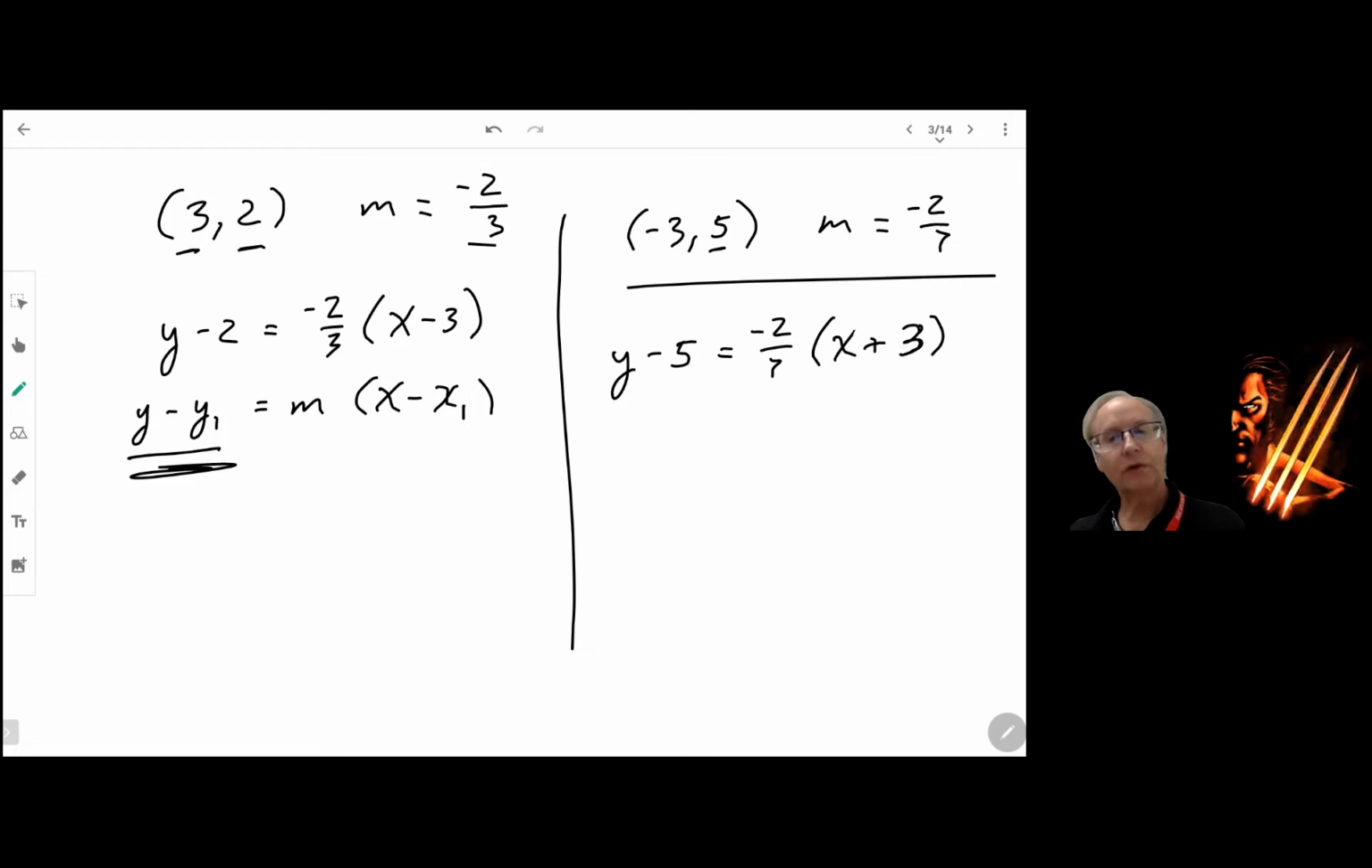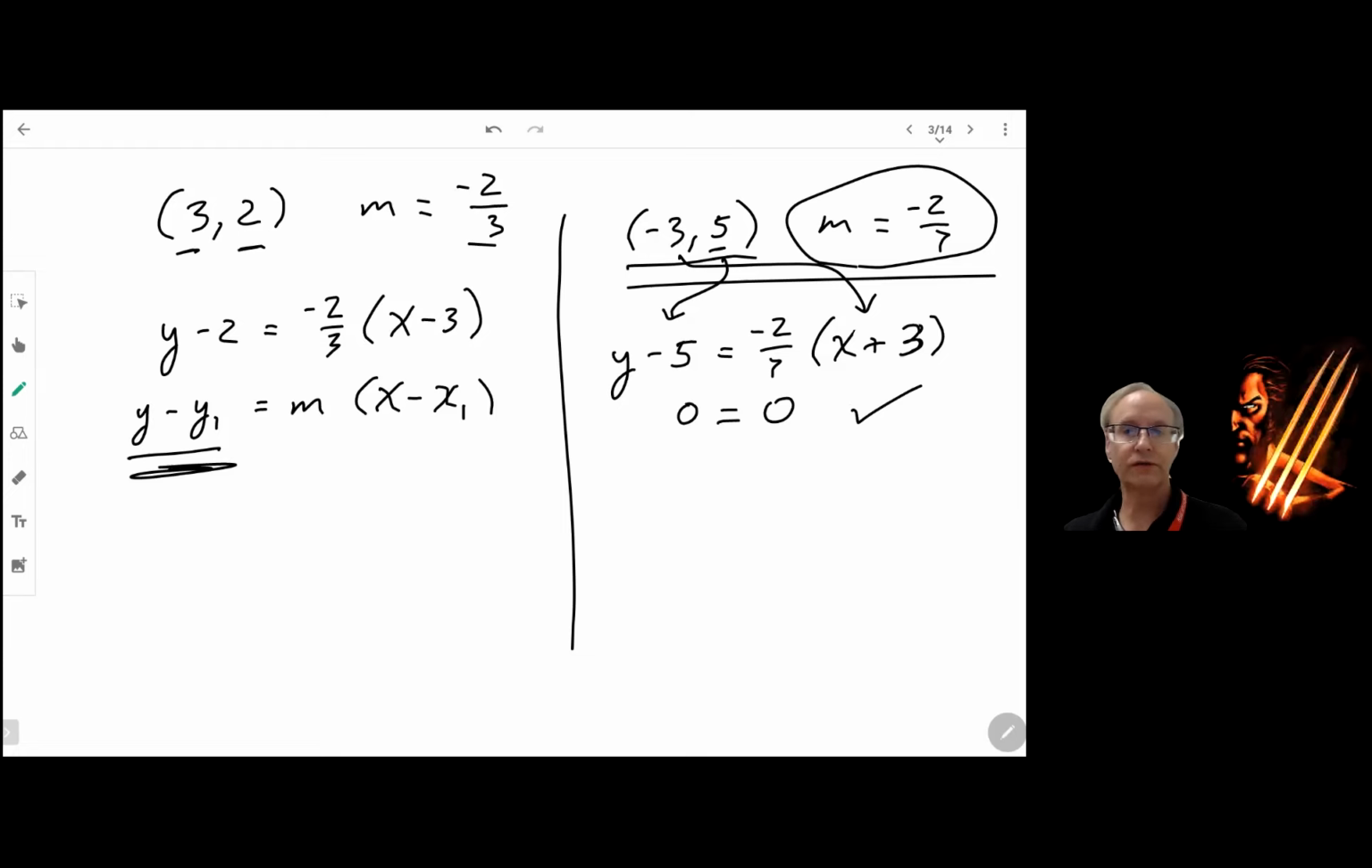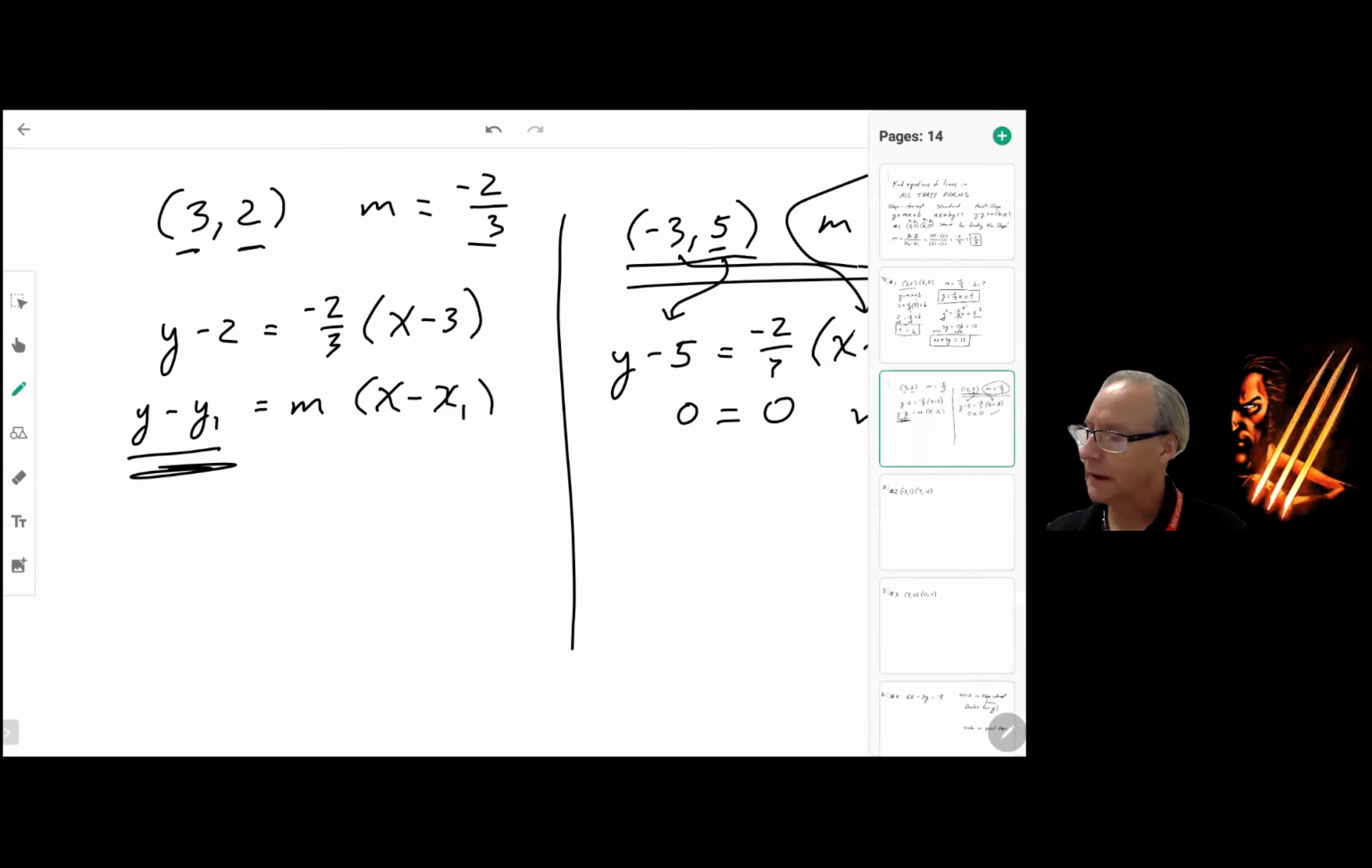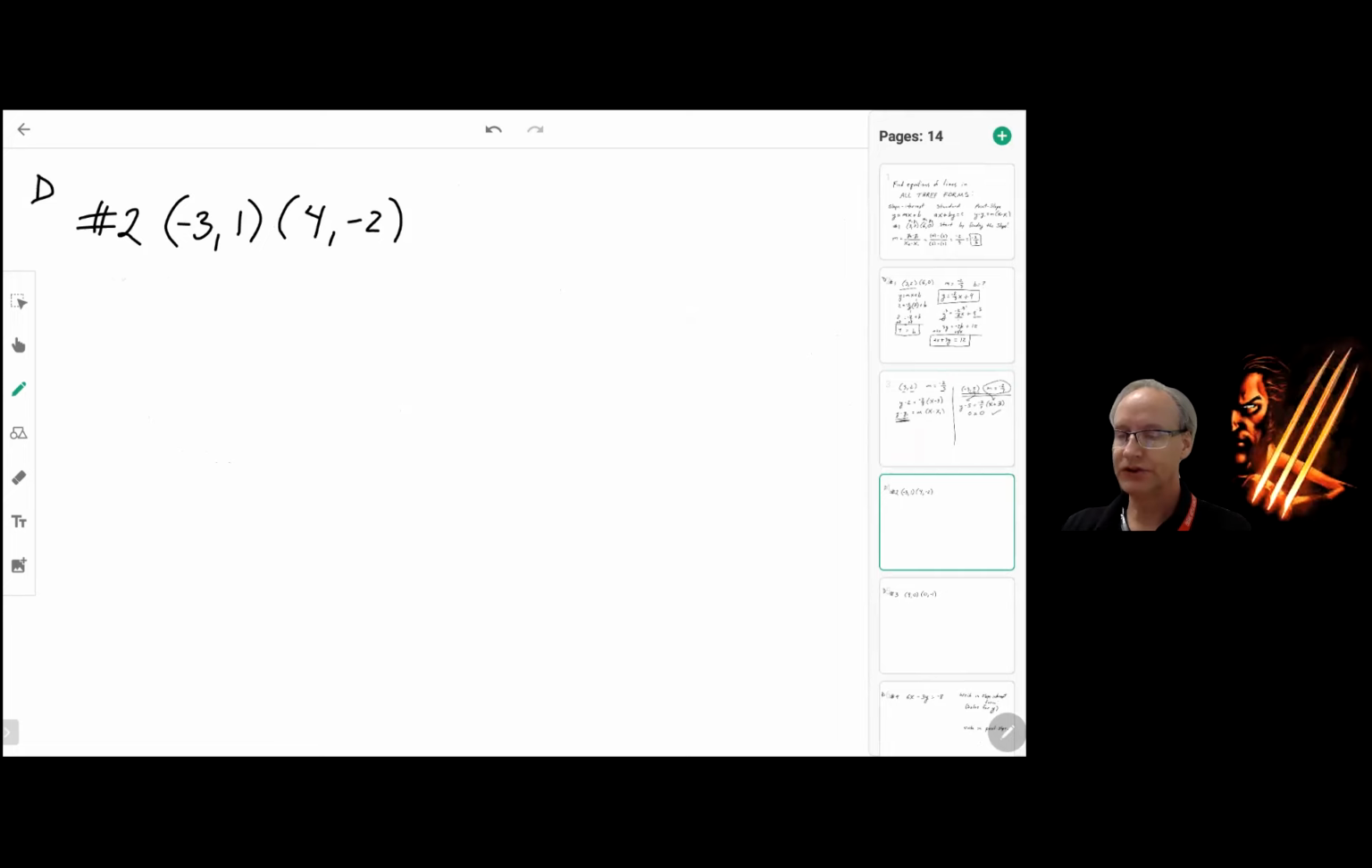Now, the reason I know this is going to work is because if I put the 5 in for the y and I put the -3 in for the x, it makes this equation true. 0 equals 0, and it makes it absolutely true. So I know that -3, 5 is on my graph. I also know that my slope is -2/7 because it's in front of the x. This always works. It's a fantastic method. There are a couple more that we could go through, and I'm going to just show this one.